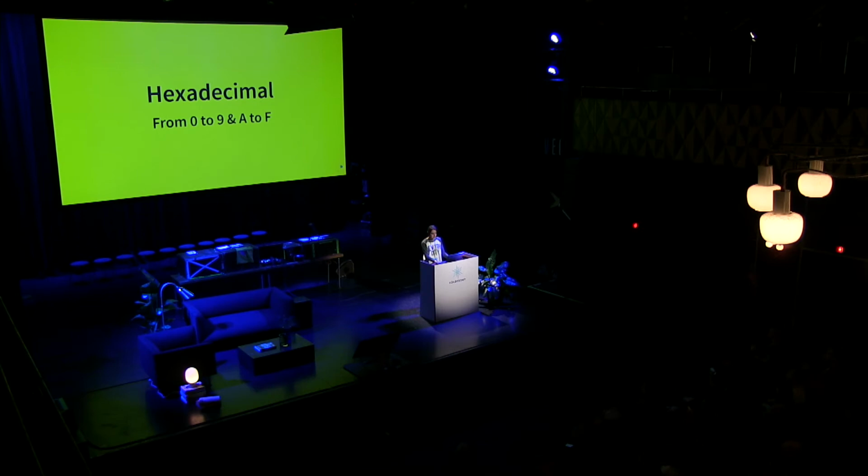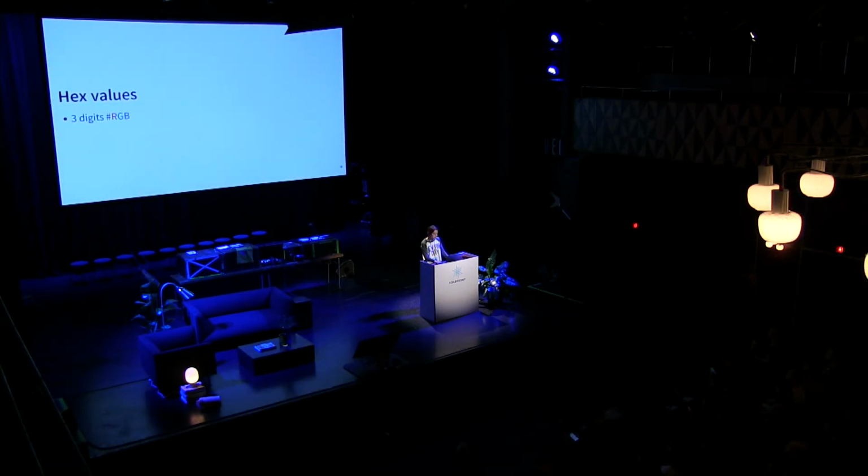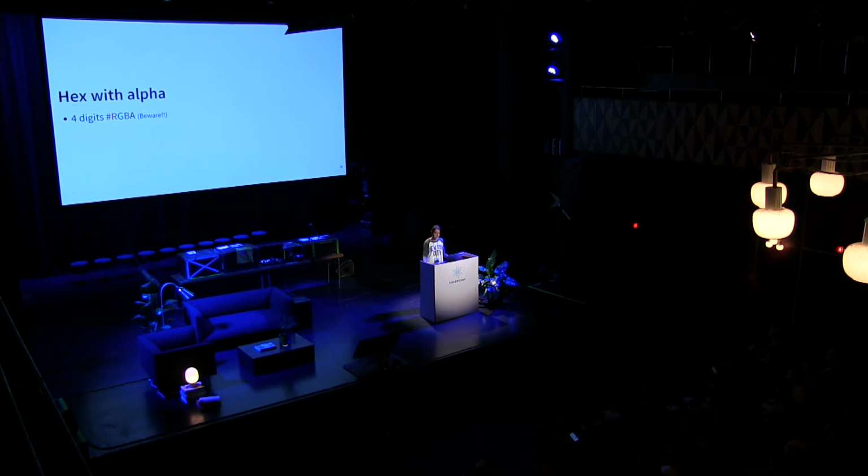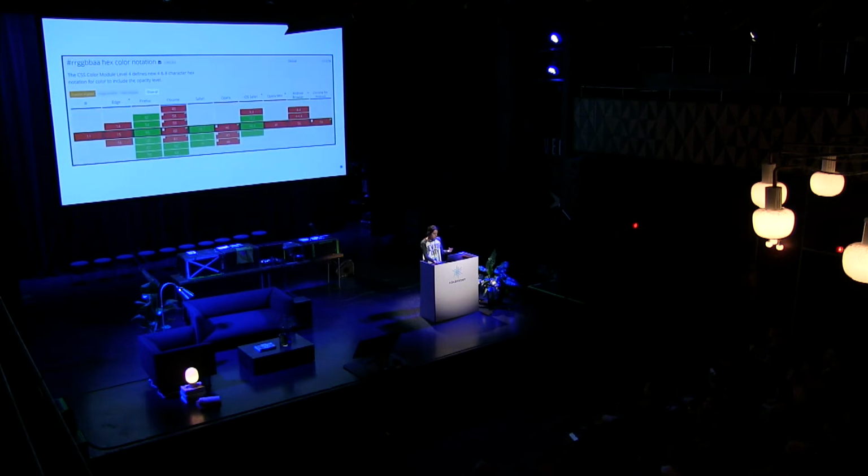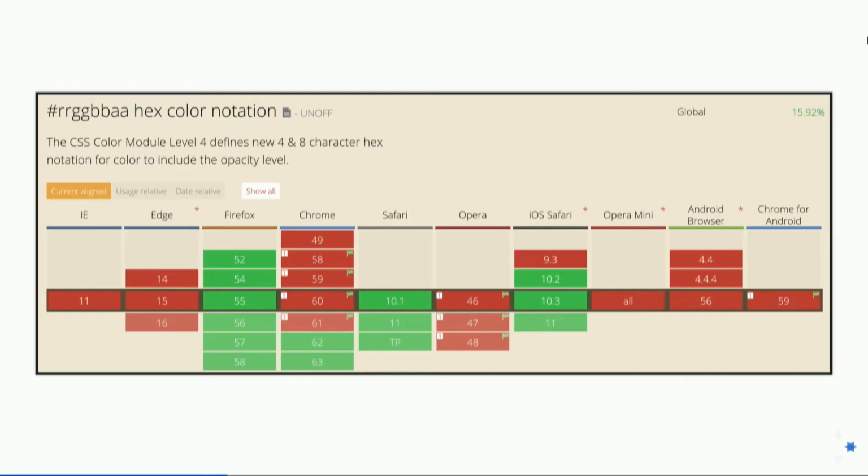So what else is there? There's hexadecimal, which goes from 0 to 9 and A to F. You can use them with 3 digits and 6. And also, you can now use hexadecimal with alpha. 4 digits, which beware, because it might be really confusing. If you consider 0009, you might think that you are talking about 90% opacity, but it's actually 50%, because the opacity is in hexadecimal as well. And then there's 8 digits. And currently, this works in Firefox and Safari, and it's going to be implemented in Chrome and Opera soon. And eventually, I guess it will reach Edge.